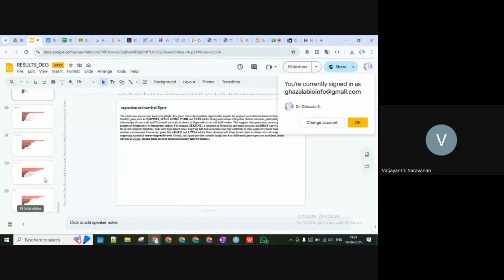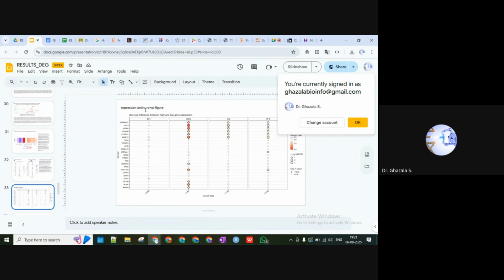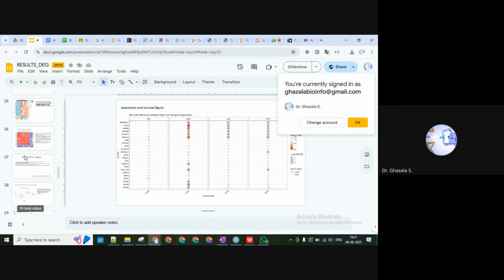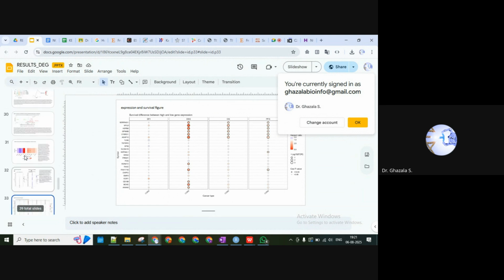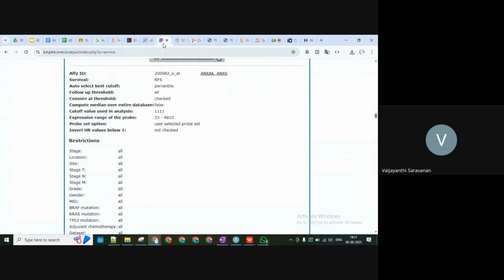For survival analysis, only this slide is there in your PPT, right? I'm unable to see it here. But I have done that already. I can also share that too. I guess in the last class.